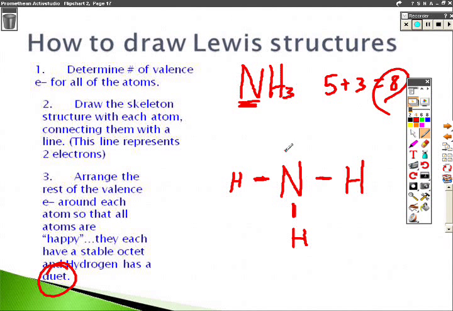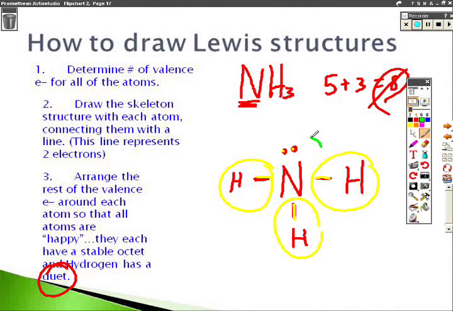Now I'm going to go ahead and put a pair of electrons up here. That's a total of 8. Let's check. 2, 4, 6, 8. Yep. Each hydrogen is stable. 2, 2, 2. How about the nitrogen? Look at that. It has 2, 4, 6, 8 electrons around it.